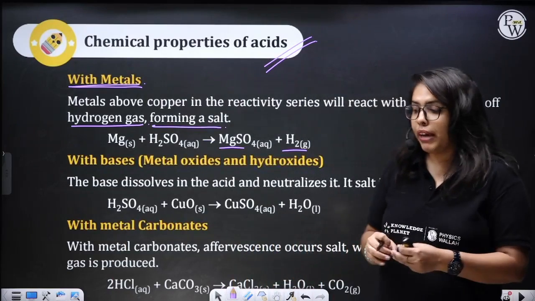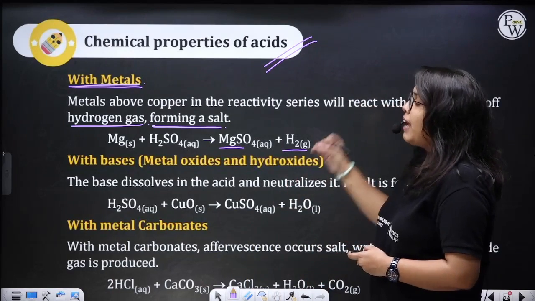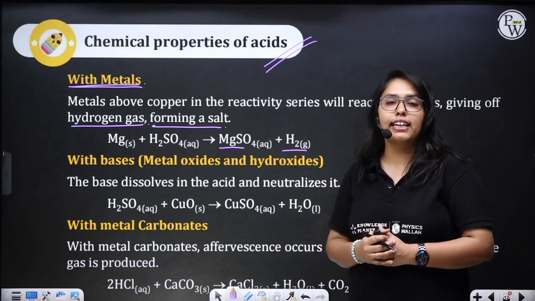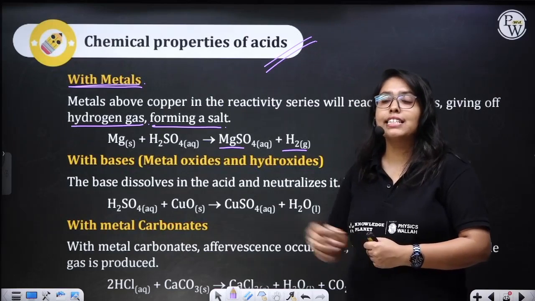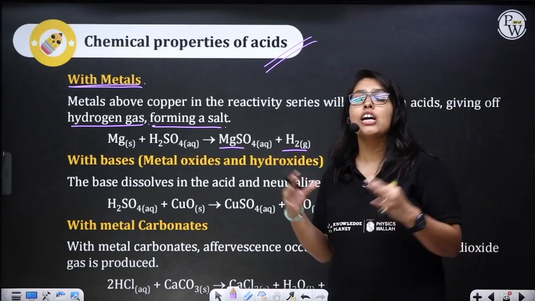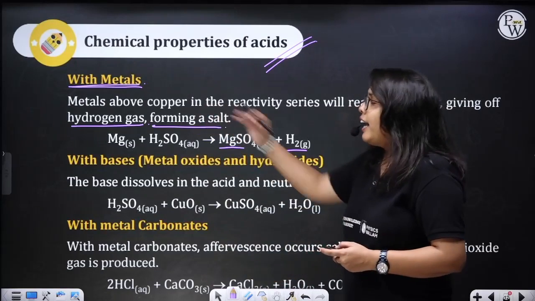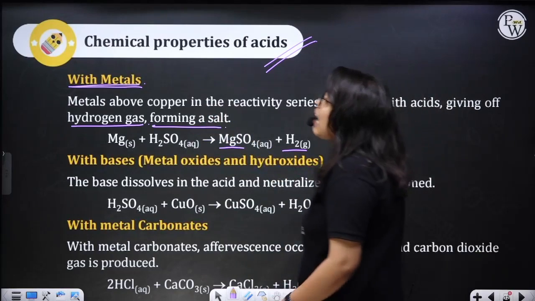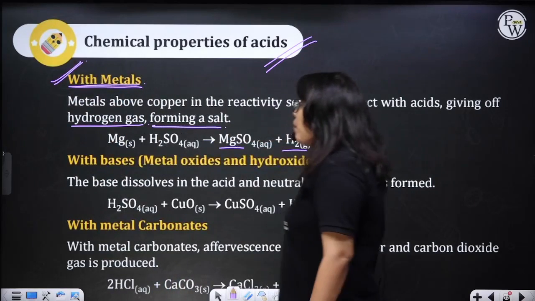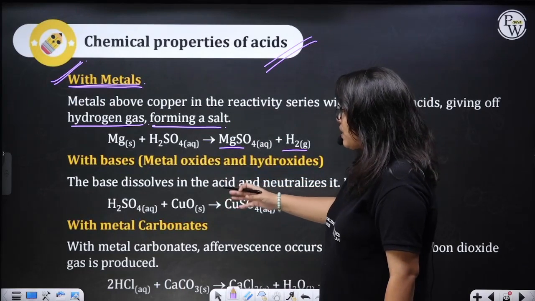How? When we bring a burning matchstick close to the beaker from where the hydrogen gas is liberated, the candle or the matchstick loses its flame. That is, it stops burning with a pop sound when it comes in contact with hydrogen gas. So this is how metals interact with acids.